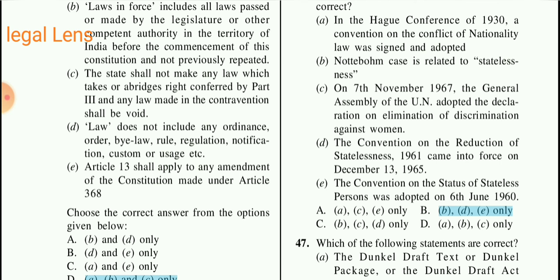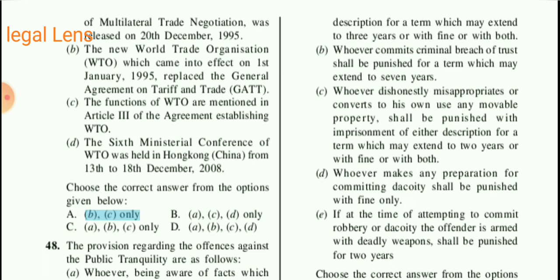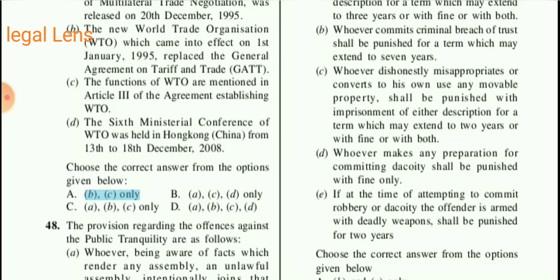But the correct one is: in the Hague Conference of 1930, a convention on the conflict of nationality laws was signed and adopted. And on the 7th of November 1967, the General Assembly of the UN adopted the Declaration on Elimination of Discrimination against Women. Now, which of the following statements are correct? So, with respect to 47, only B and C are correct.